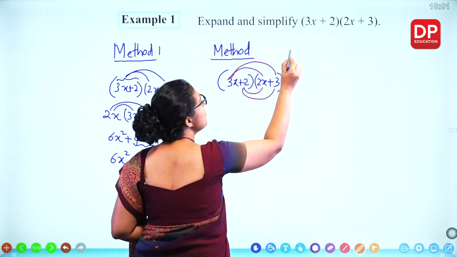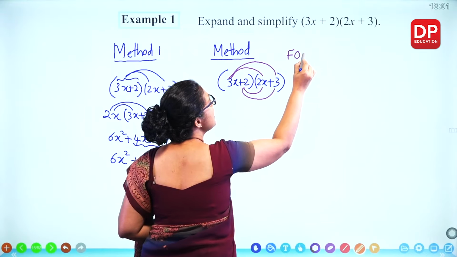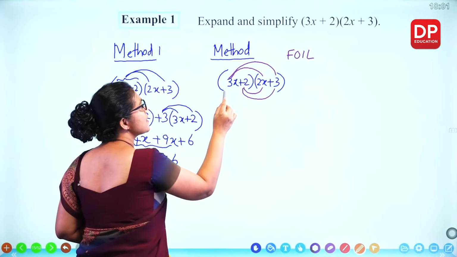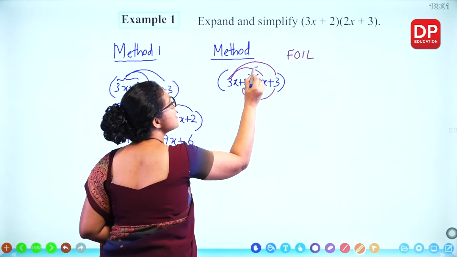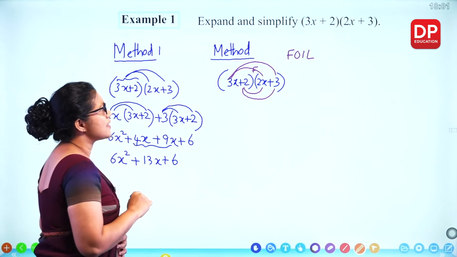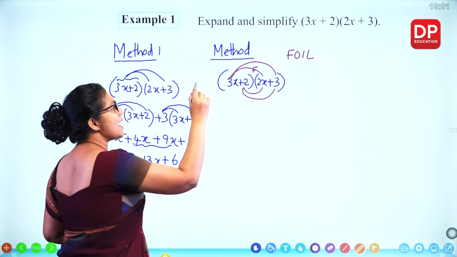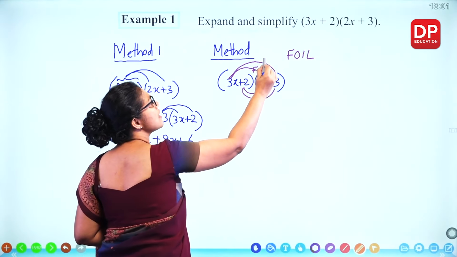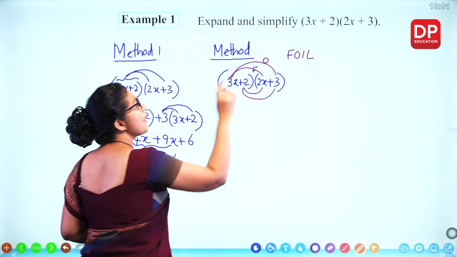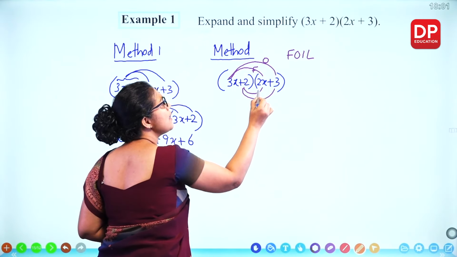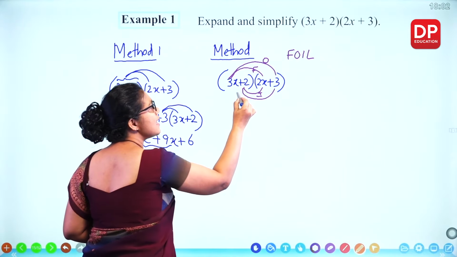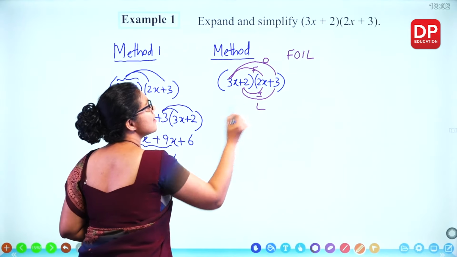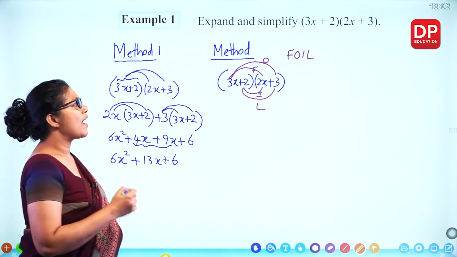So what does foil mean? Foil means first with first, first with first. So this is the first bracket. So this is F, first with first. O means outside, outside with outside. This is O. I means inside with inside. So this is I. L means last with last. So we call this the foil method.